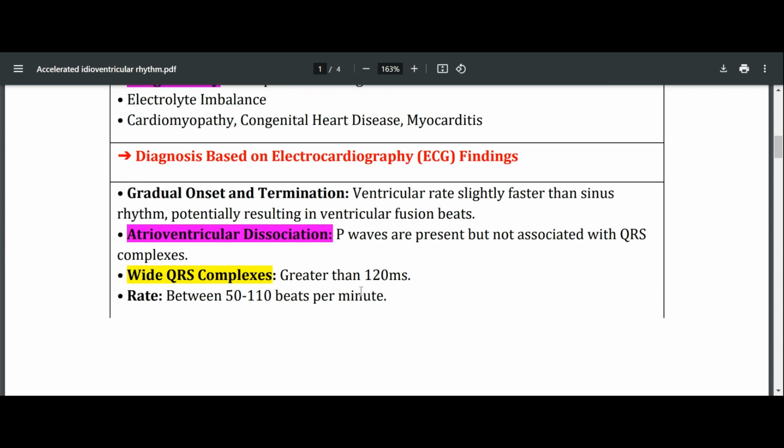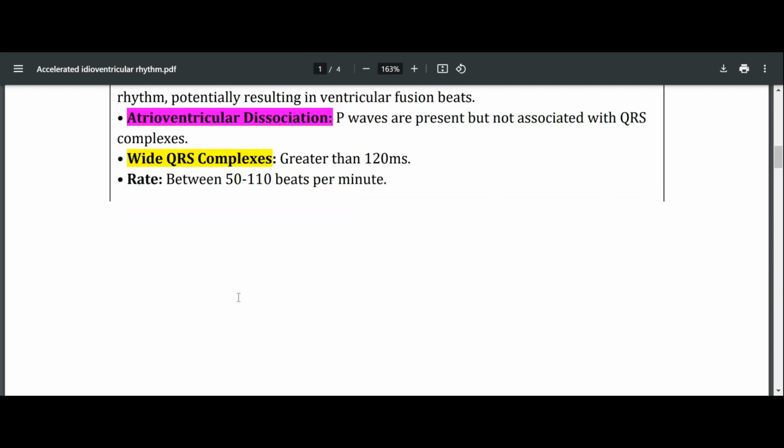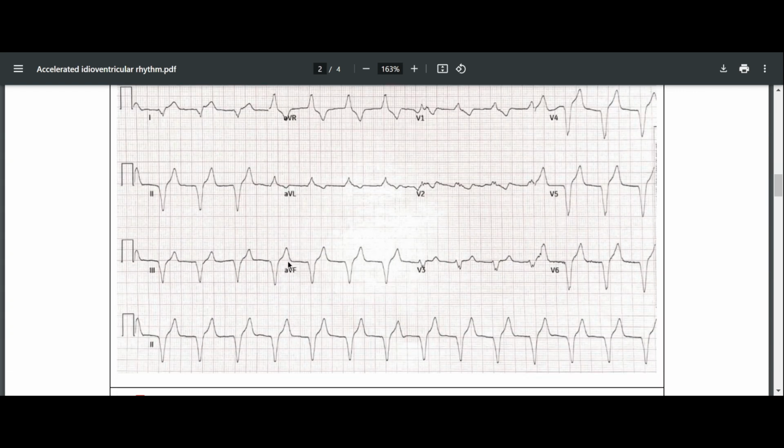In ECG findings, it basically has a gradual onset and a gradual termination. Why? Because the ventricular rate is slightly faster than the SA node rate, resulting in ventricular fusion beats, giving us wide QRS complexes, greater than 120 milliseconds.